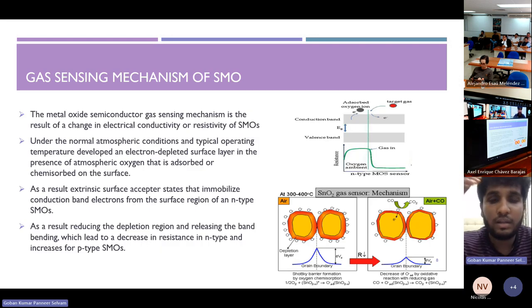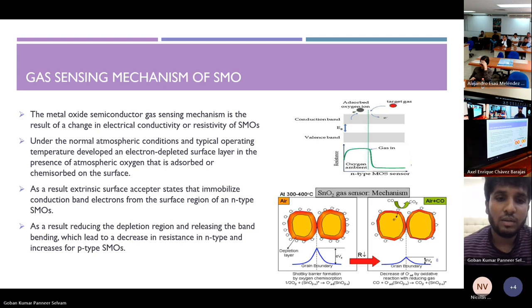Gas sensing mechanism. Basically, when the sensor material is exposed to air, the oxygen in the air interacts with the sensor material. It extracts the electrons, and there will be a formation of a depletion layer. The resistivity will be high, there will be no current flow, so there will be no conductivity. With that, we can monitor that there are no toxic gases.